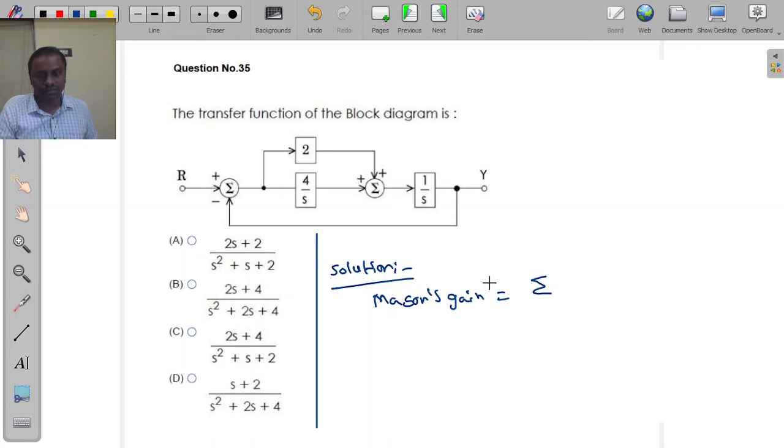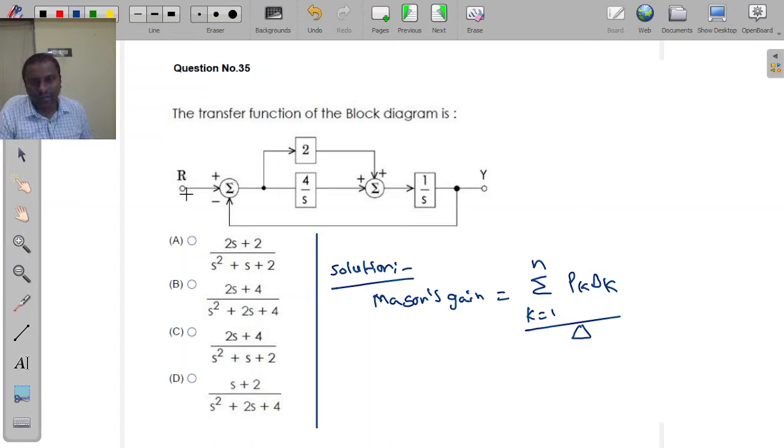How do we write the transfer function? It is the summation for k ranging from 1 to n of Pk delta k by delta, where n is the number of forward paths, Pk is the forward path gain, delta k is the determinant of the graph not touching the kth forward path, and delta is the determinant of the whole graph.